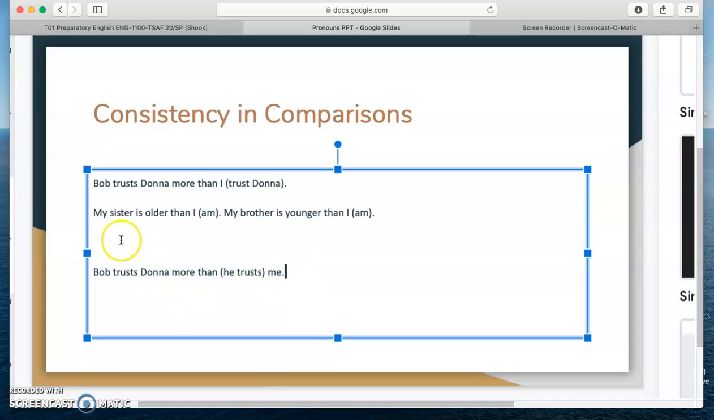If you're trying to compare whether Bob trusts Donna more than Bob trusts me, you can insert that into the sentence. And if you are trying to say that he trusts Donna more than he trusts me, if the implied bit that you're trying to take out necessitates using me, then you use me. If the bit that you're trying to take out would come after the pronoun, my sister is older than I am, you're trying to take out that am, then you know that you have to use the I.